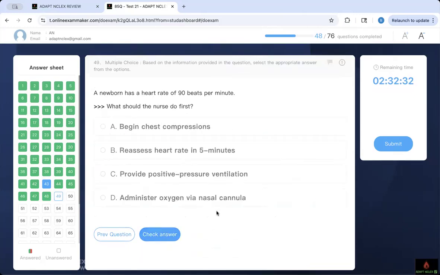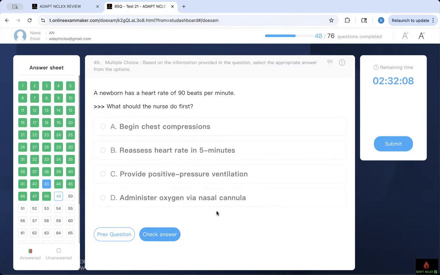This question may be hard. If you don't know, it's okay, but there's a concept here. What should the nurse do? A newborn has a heart rate of 90. That is bradycardia, bad problem. Remember, newborn is 110 to 160. This is bradycardia. Do you start chest compression?